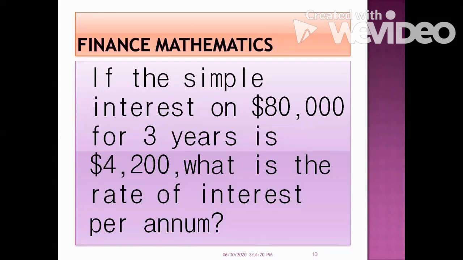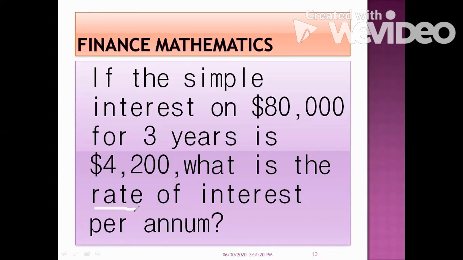It says, if the simple interest on $80,000 for 3 years is 4,200, what is the rate of interest per annum? So notice, this question is not asking to find the simple interest. This is asking us to find the what? The rate.